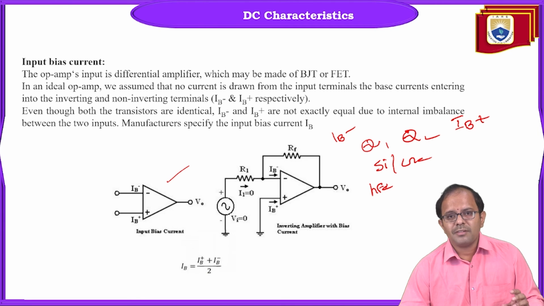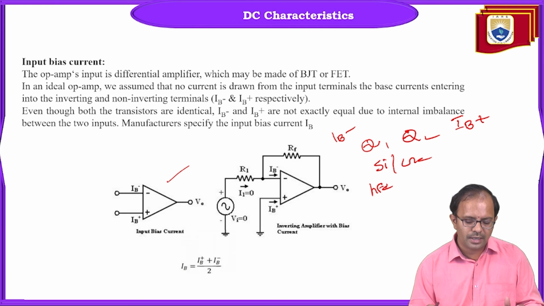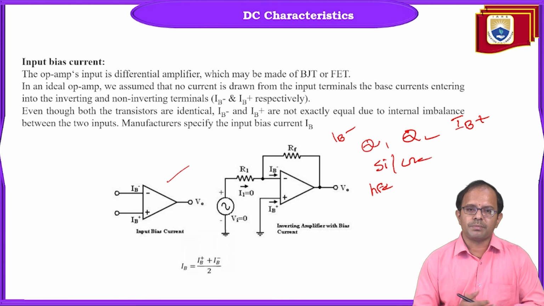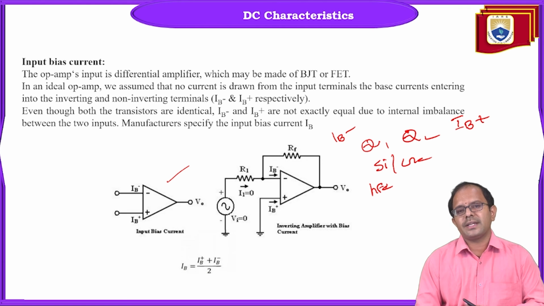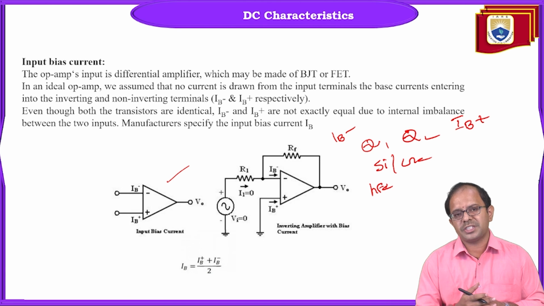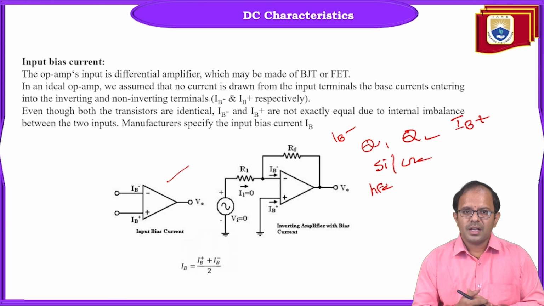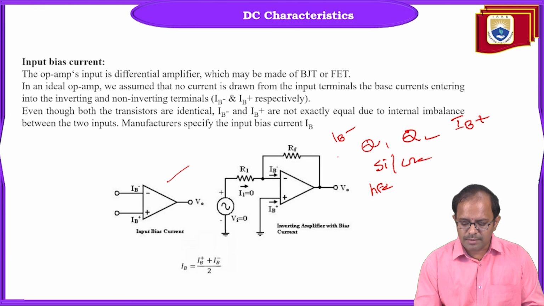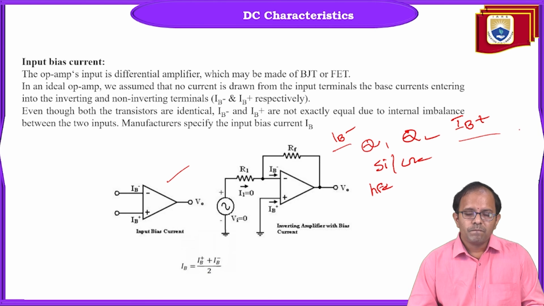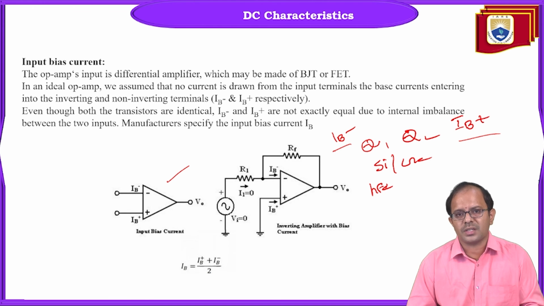However, the amount of base current of these two transistors, Q1 and Q2, are not exactly equal. It is due to the internal imbalance between the two inputs. However carefully we consider two transistors, there will be a slight deviation in the currents in these two transistors. As we are talking about the biasing currents, IB minus and IB plus, they must be different, even though the transistors used in the circuit are symmetrical.